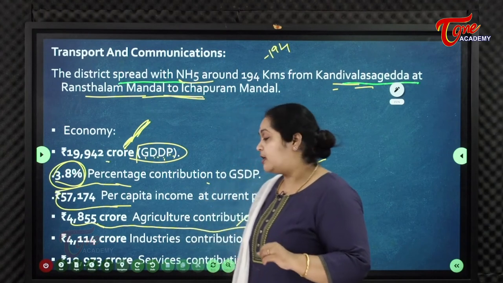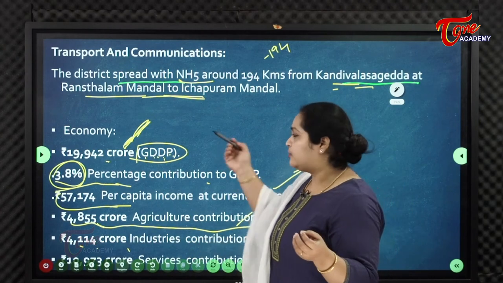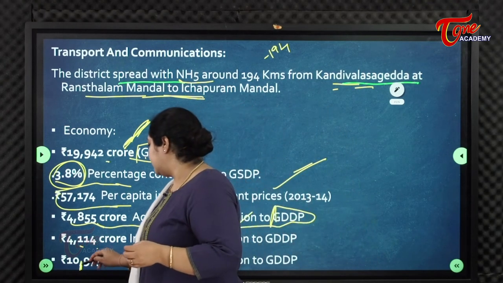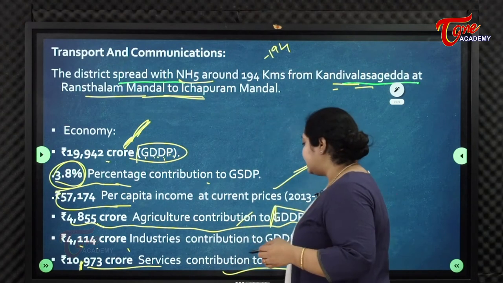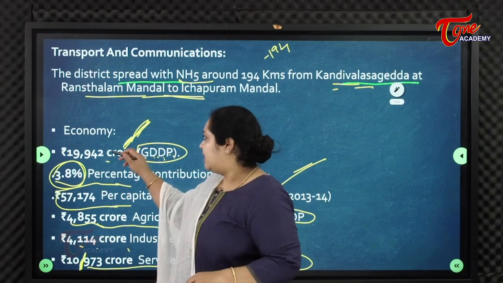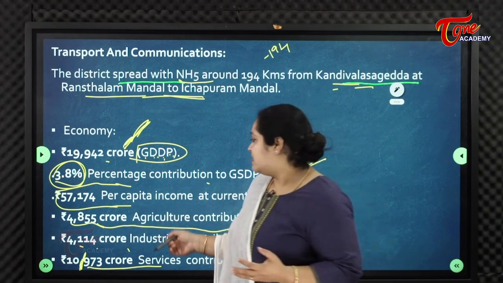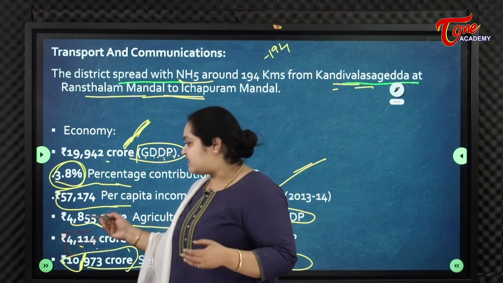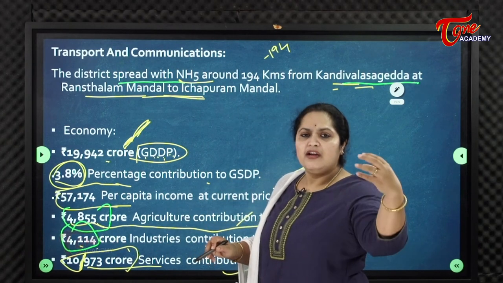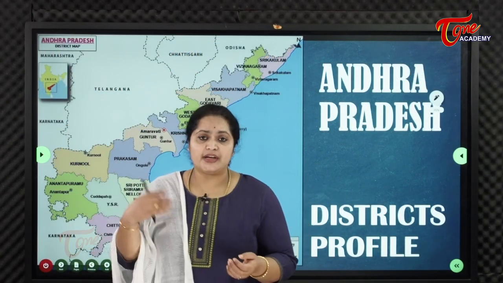Now coming to industrial sectors. 4,114 crores is the contribution of the industrial sector to the GDP. Service sector: 10,973 crores is the contribution of the service sector to the GDP. This means the service sector contributes most in the district of Srikakulam, next the agriculture sector, and next the industrial sector. The industrial sector is the least contributor to the GDP of Srikakulam district. So this is the profile of the Srikakulam district.